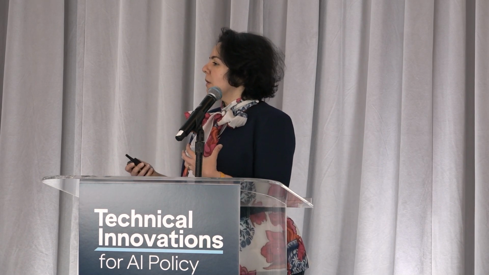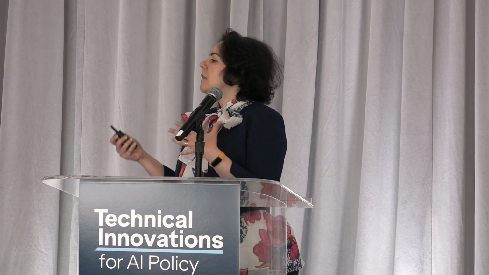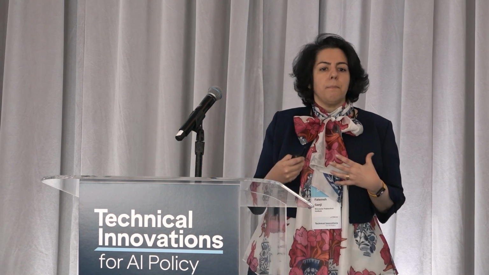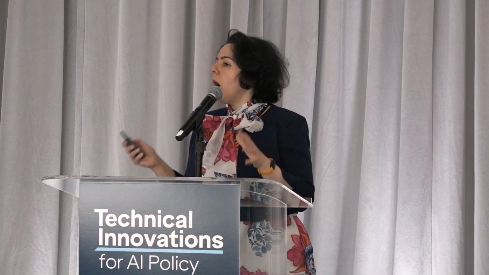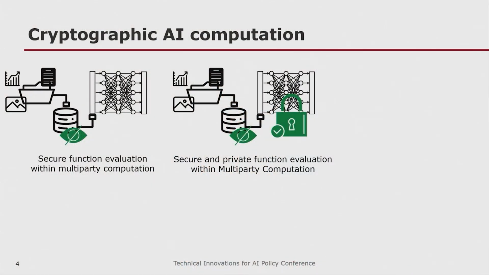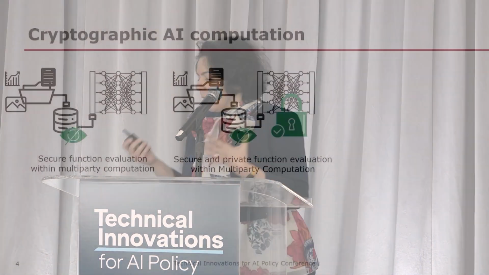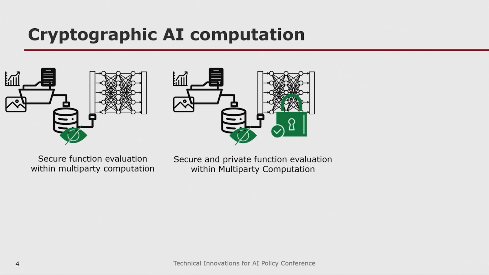If I want to bring it now to the domain of AI, it would look like two parties who would like to do some computation using a trained model. As a user, I don't want my data to leak to the other party. So I want to keep it private. What I can use is secure function evaluation within multi-party computation, for instance. Now, as an IP owner, I don't want the user to extract information from my model. What I can do is use secure and private function evaluation, again, within multi-party computation.